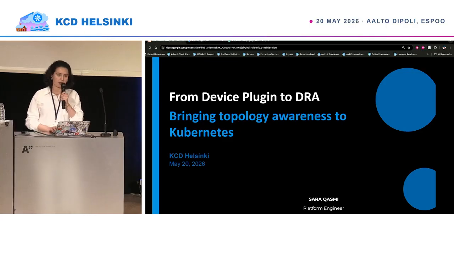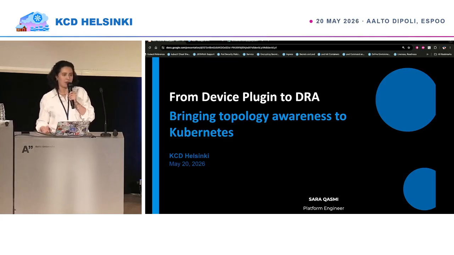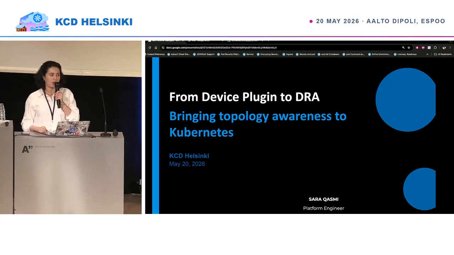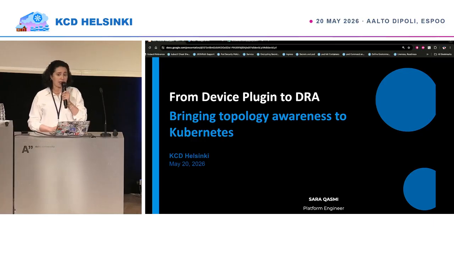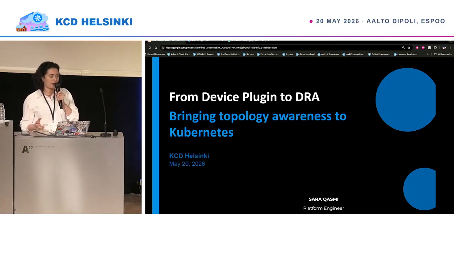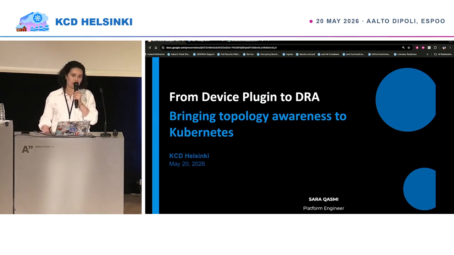I'm here today to talk about topology-aware scheduling in Kubernetes. By the end of this session, I want you to have a clear mental model on where the current setup fails, how DRA changed the interface, and leave with some reusable patterns that you can apply to your workloads, regardless of which accelerators you are running.